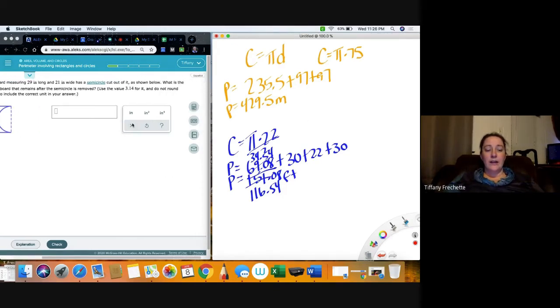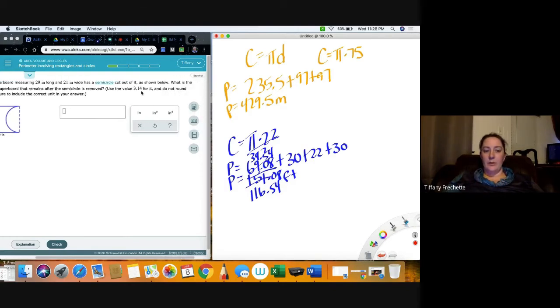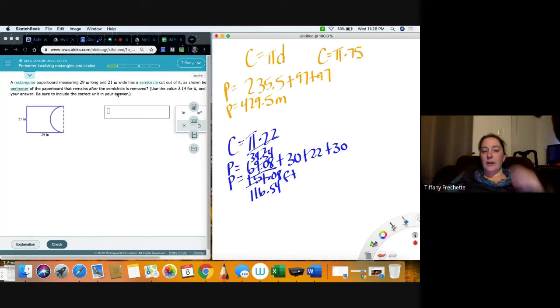inches wide has a semicircle cut out of it as shown below. What is the perimeter of the paperboard that remains after the semicircle is removed? And again, we're going to use 3.14 for pi. We're not going to round our answer. We're going to include the unit in our answer. So we need to find the circumference again, and this is just like the example. And we don't want to forget to divide by 2 on this one.